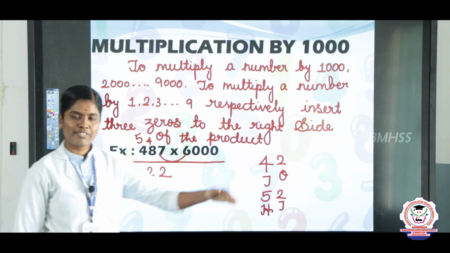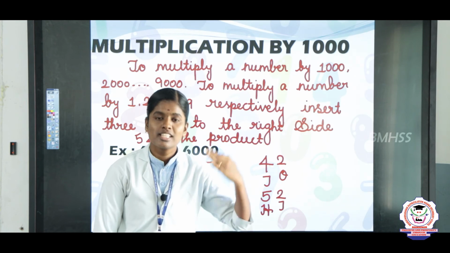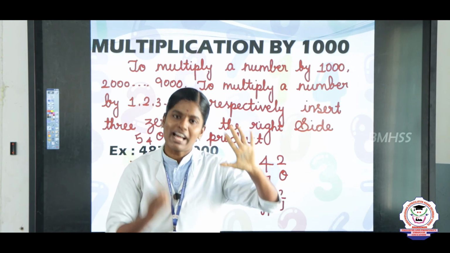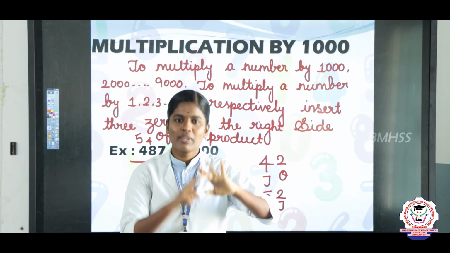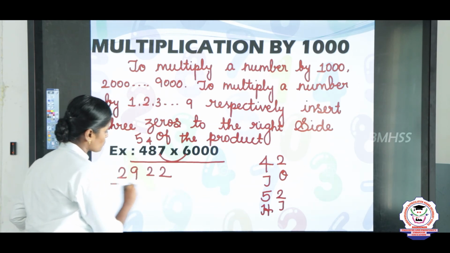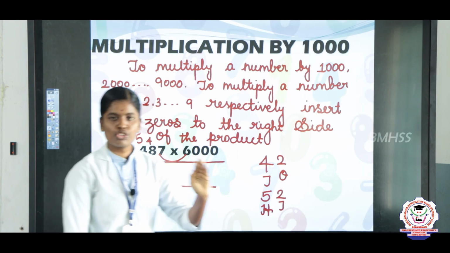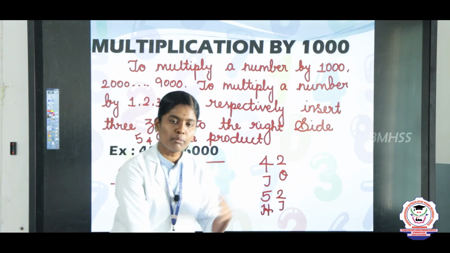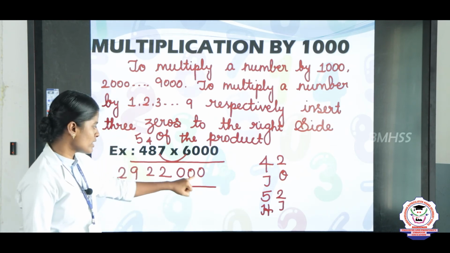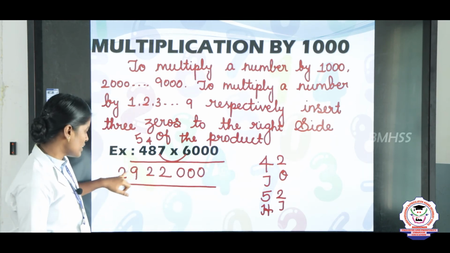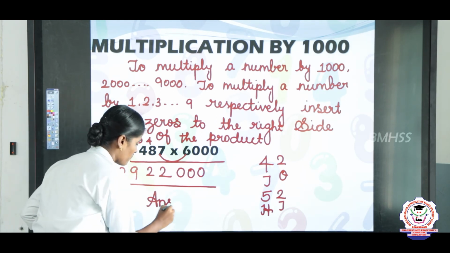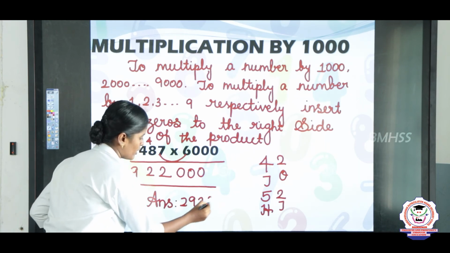Now we will take 6 4s are. So what is the answer? 6 4s are 24. So keep 24 in the mind, 5 in the finger. So 24 after 25, 26, 27, 28, 29. So the answer is 29. So listen children, finally you should insert 3 zeros to the right side of the product. So write 1, 2, 3. So what is the answer? 1 tens 100, 1000, 10,000, lakh, 10 lakh, 29 lakh, 22,000. So write the answer, 29 lakh 22,000.